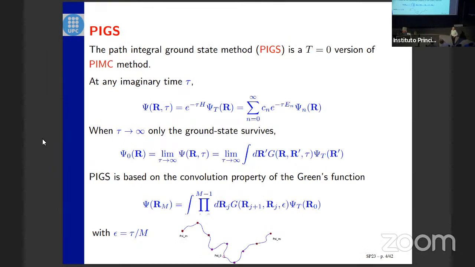So a second approach to get the ground state is what is called the path integral ground state method. This is an alternative to the first one.